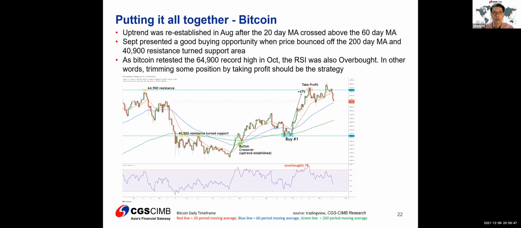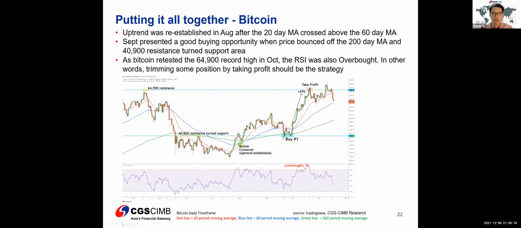So for this case, again, putting everything together, looking at support resistance, moving averages, and the relative strength index, we can pinpoint some trading examples for Bitcoin more recently. You can see we managed to identify a buying opportunity somewhere back in late September, early October-ish, after we fell into a period of pullback.